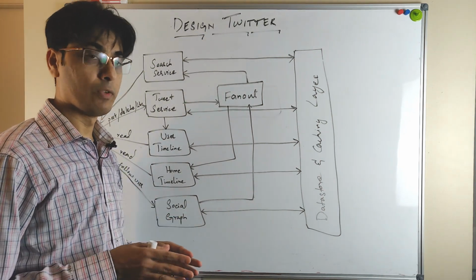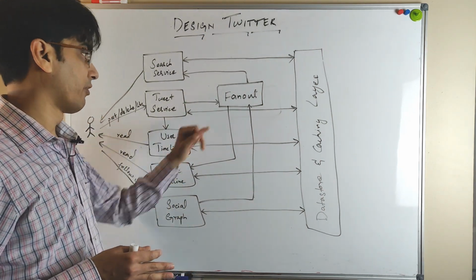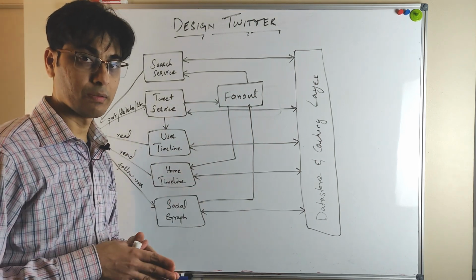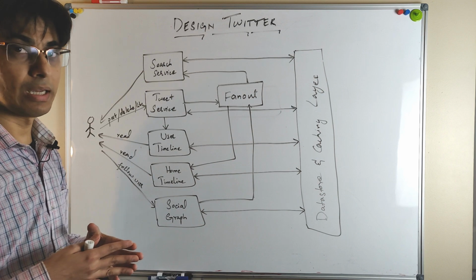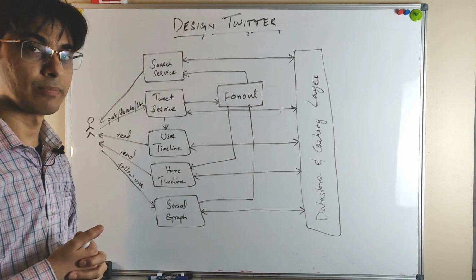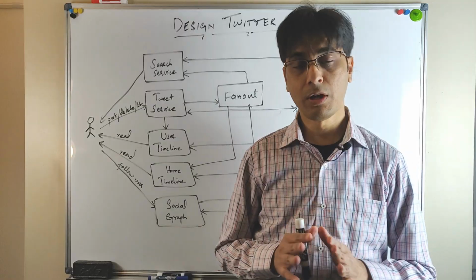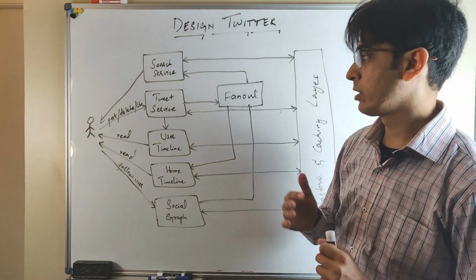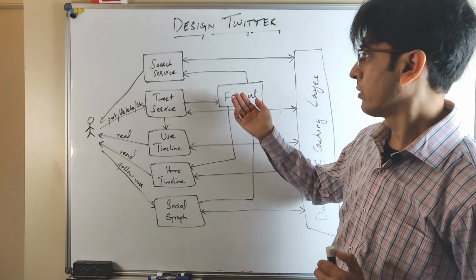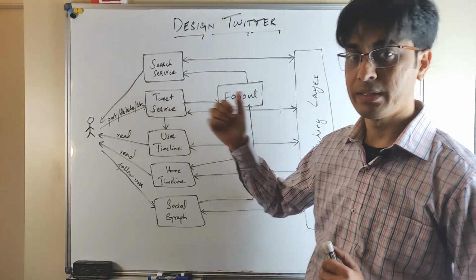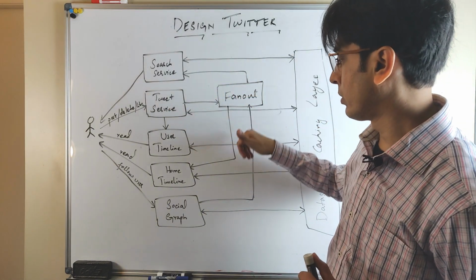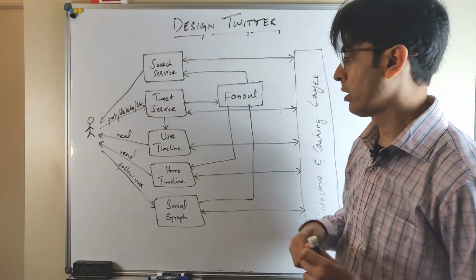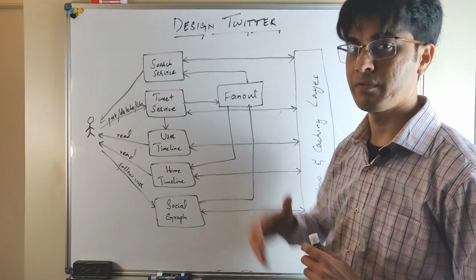In today's video, we will be discussing how the Fanout service works and how the home timeline service works, and we will also design the internals of the search service. So let's go. First we are going to design the Fanout service. The Fanout service is responsible for sending all the tweets that a user posts to the home timeline service of other users who follow that user, or also to the search service.